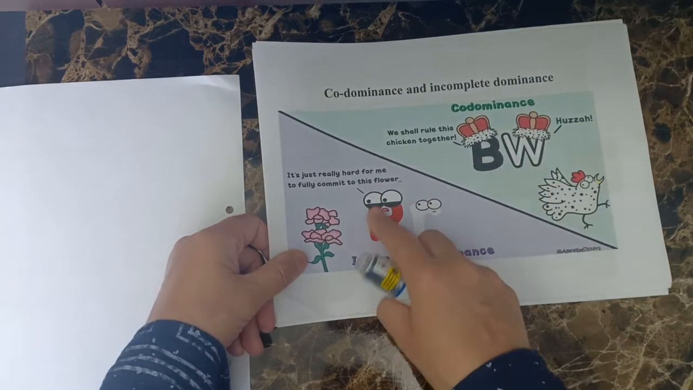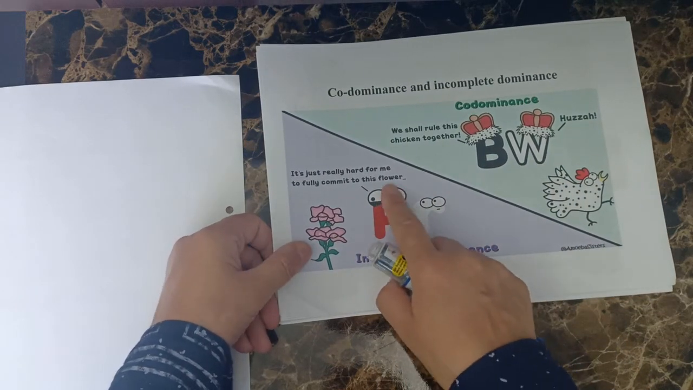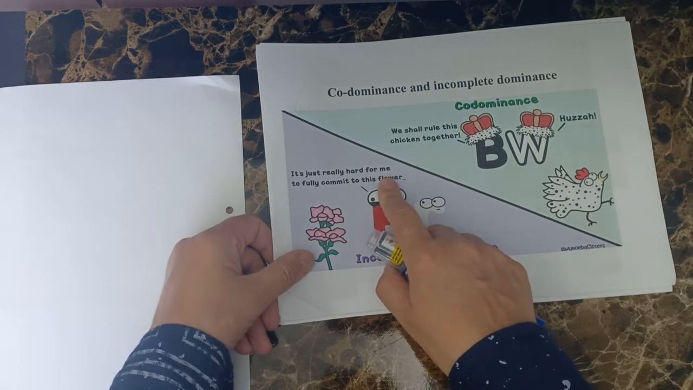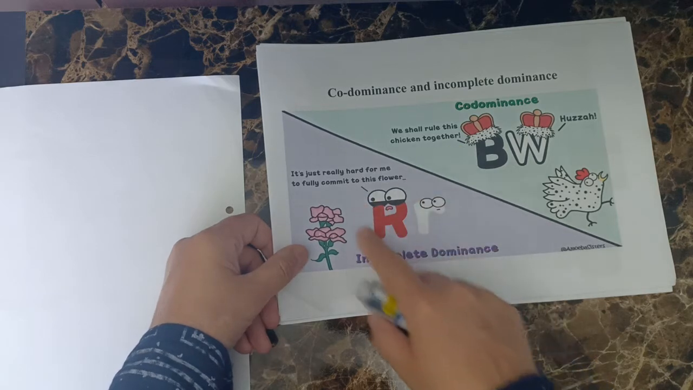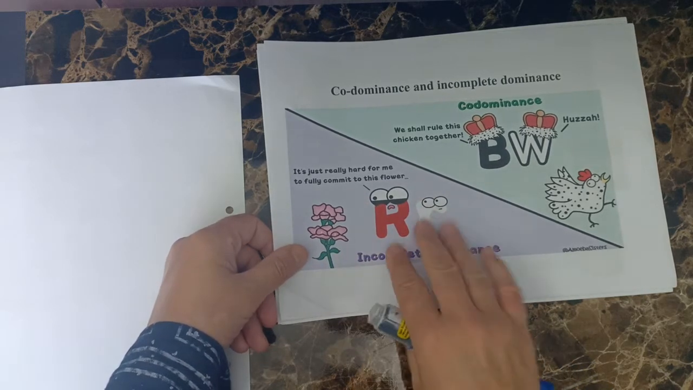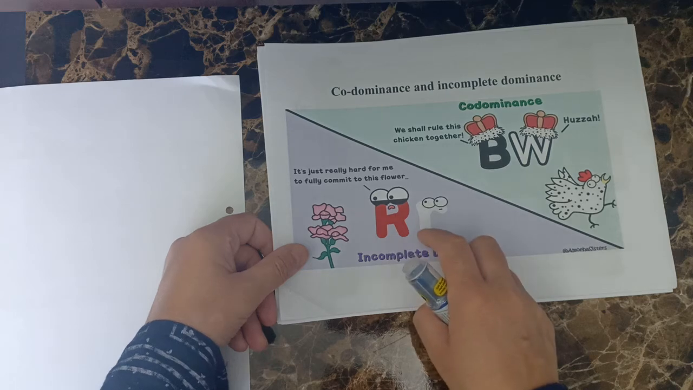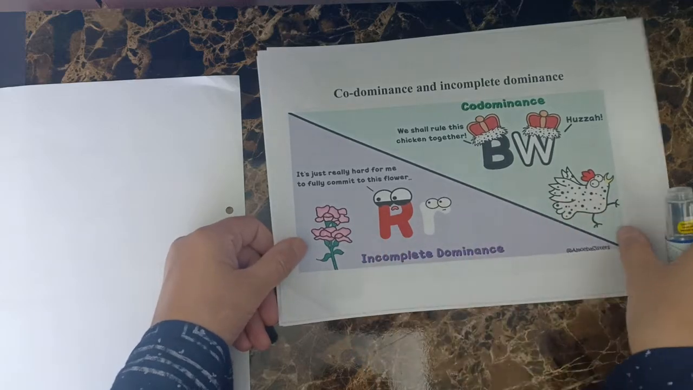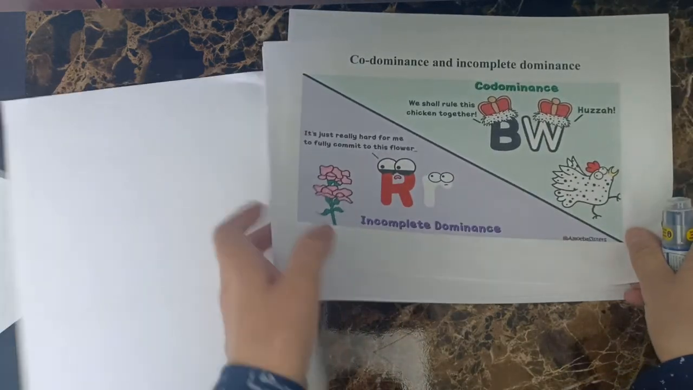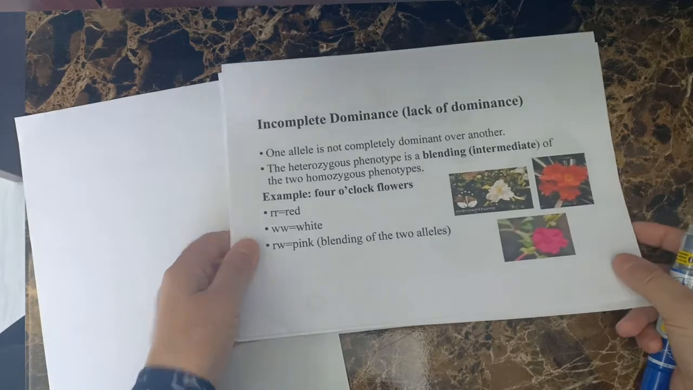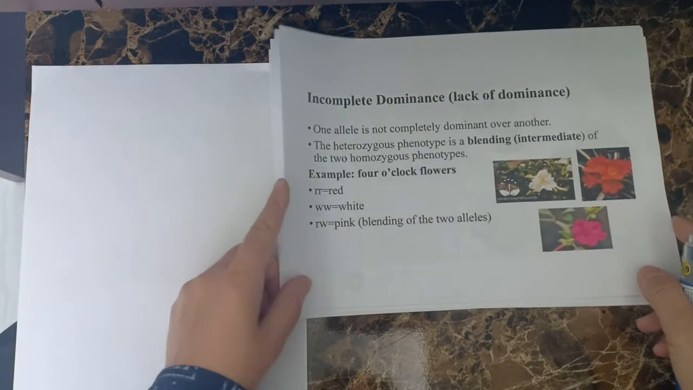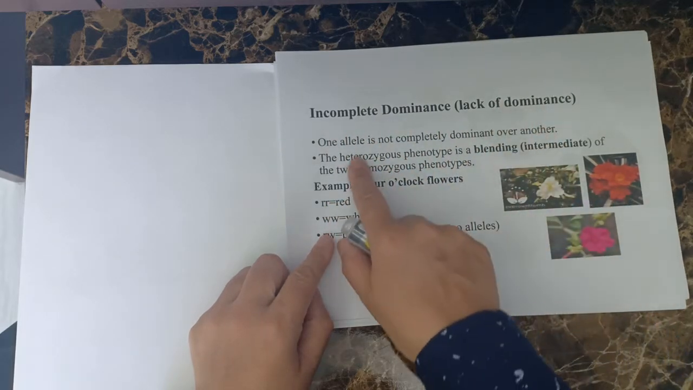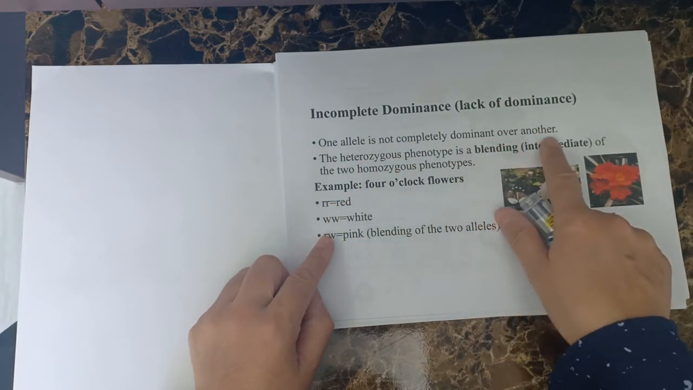In certain cases, for example in certain flowers, if you mix the red flower with the white flower, it will give you an offspring which is pink. Okay, this is not the case for the pea plant we have seen before. These are other plants, they have this trait actually. This one is called incomplete dominance, where you have a mixture of traits. So here you have incomplete dominance or lack of dominance, where one allele is not completely dominant over the other one.